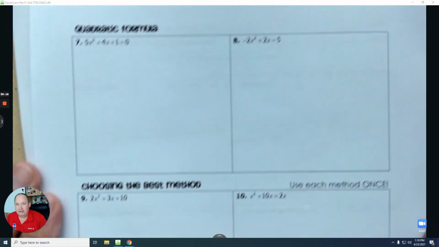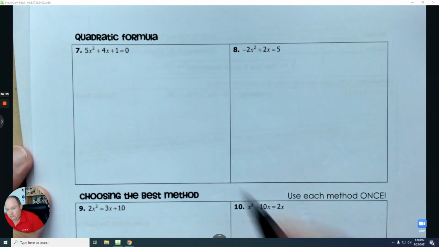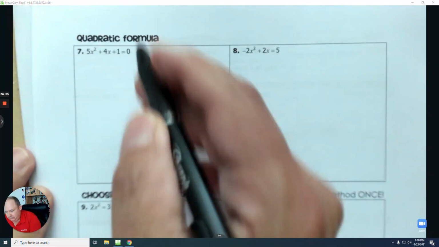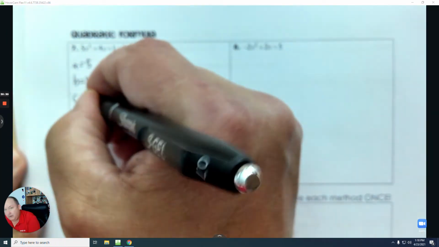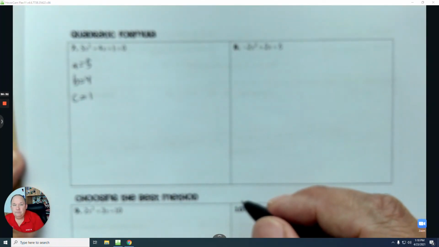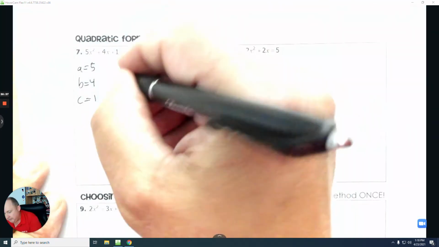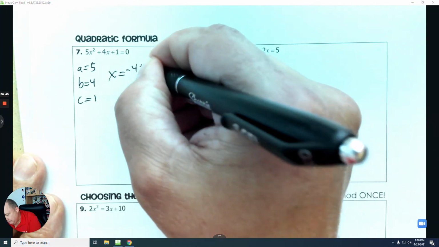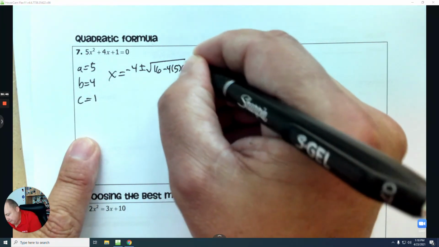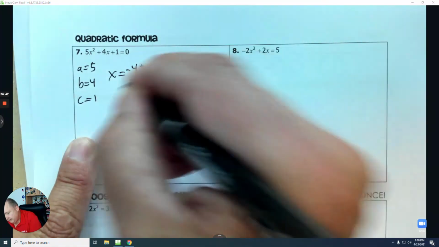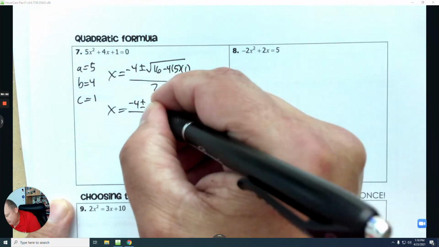Number 7, we're going to practice using the quadratic formula. So it must be equal to 0. It is. A is 5, B is 4, C is 1. So the quadratic formula, negative b plus or minus the square root of b squared minus 4ac all over 2a. And then I'm going to simplify it. So one step at a time and get it simpler.